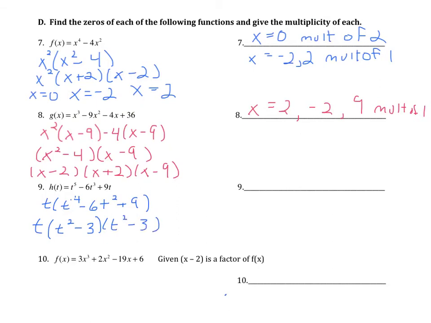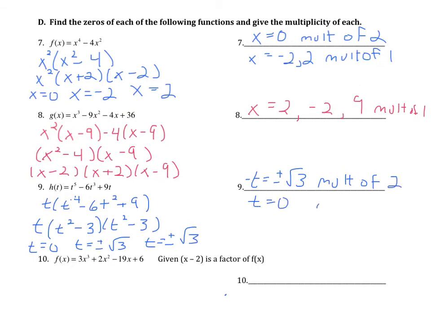And so then when I set each of those equal to 0 to solve, I'm going to get t equals 0, t equals plus or minus root 3, and then again t equals plus or minus root 3. So I got both plus or minus root 3 twice. So those both have a multiplicity of 2, and t equals 0 just has a multiplicity of 1.